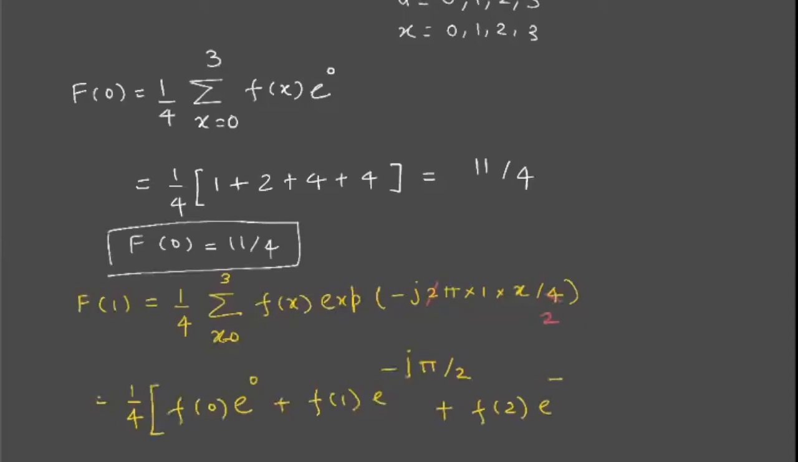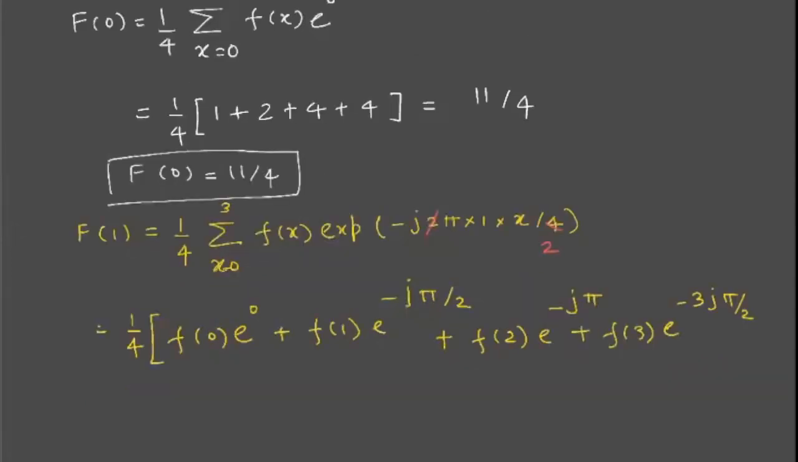Plus f(2) times the exponent of minus, now instead of x there will be 2. So this 2 will also be cancelled out. It will be minus j pi. After that, the next term would be f(3), that is our last term. F(3) times the exponent of minus, now x is 3, so 3j pi by 2.